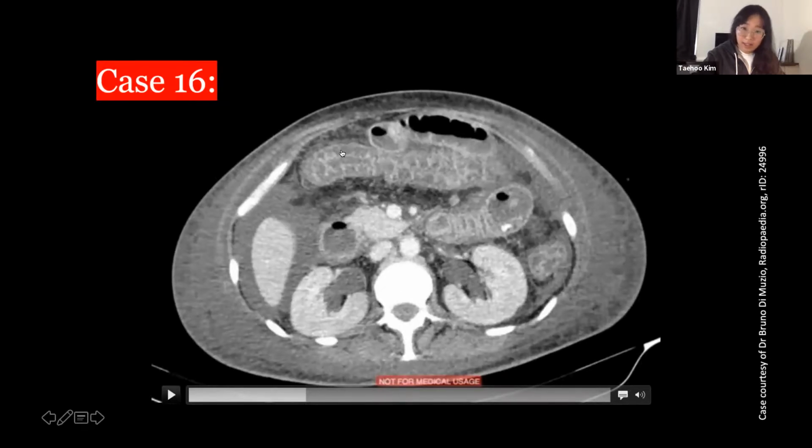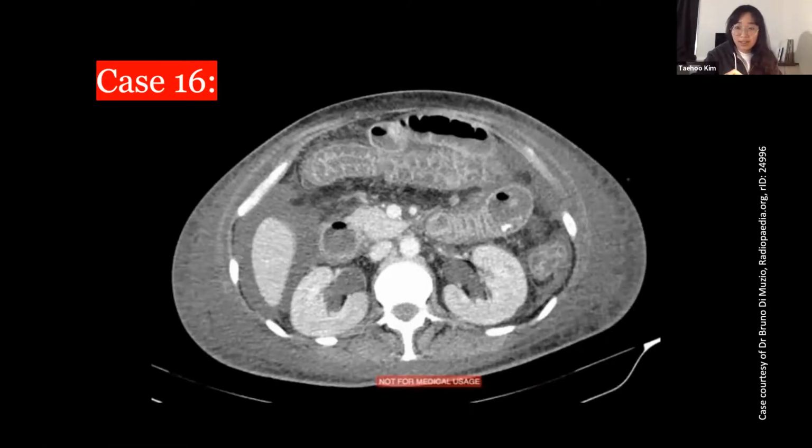So the wall is thickened, the mucosa is enhancing, there's a lot of fat stranding, and there's the name of the sign. You see the white line goes around like that. That's called the accordion sign, and it is pathognomonic for one type of colitis. Does anyone know what that is?